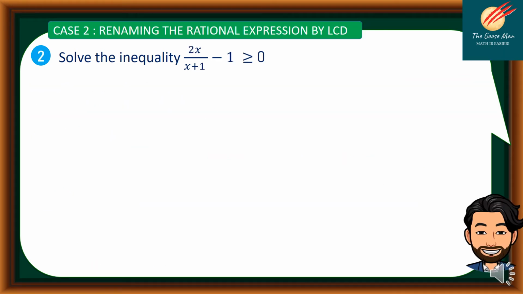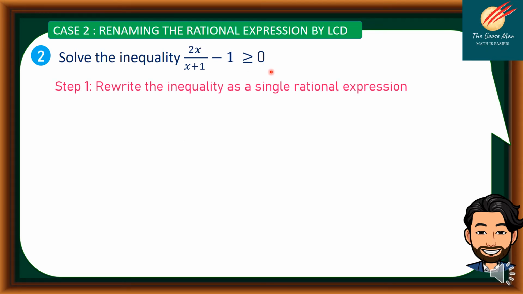Let's move on to the second case. That's why we will be renaming the rational expression by the least common denominator. Say for instance, I have the inequality 2x all over x plus 1 minus 1 is greater than or equal to 0. The first thing that I'll do is rename the inequality as a single rational expression. To do this, I'll consider the LCD x plus 1. Since I know the LCD is x plus 1, I'll rename the rational expression.